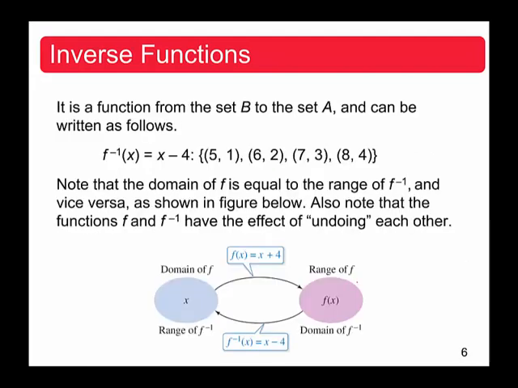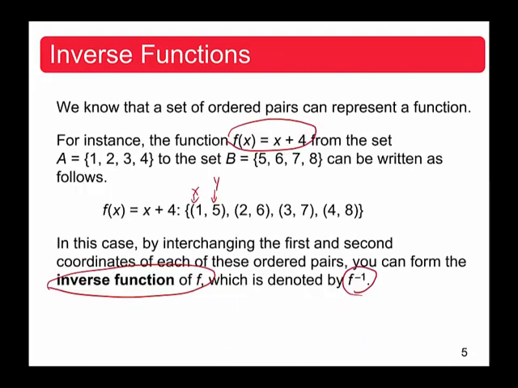Secondly, if you look at the inverse function here, x minus 4, when x equal to 5, 5 minus 4 gives us 1, so (5, 1). When x equal to 6, 6 minus 4 gives us 2. 7 minus 4 gives us 3. 8 minus 4 gives us 4. If you look at it, it's exactly switching the x and y values from the previous ordered pairs.